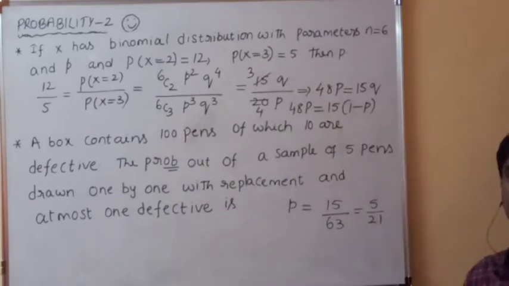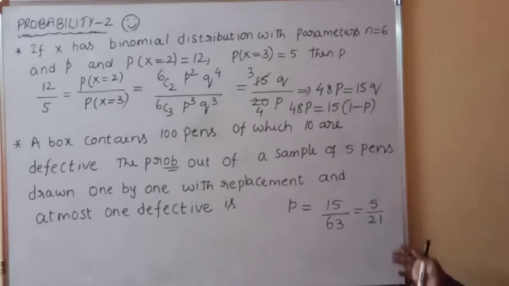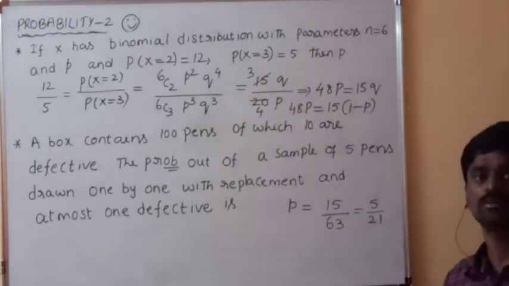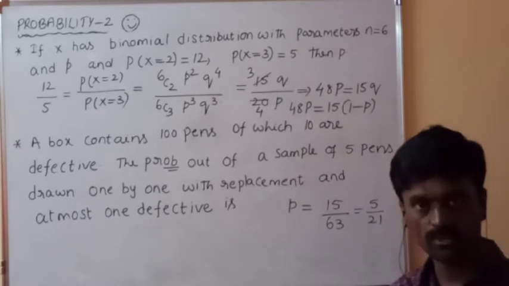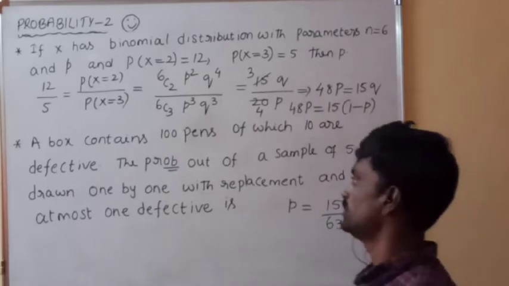So p value is 5 upon 21. If they ask, q value will be 1 minus p, so 1 minus 5/21 is 16/21. So p value is 5/21, q value is 16/21. But here they are asking only the p value. So p value is 5 by 21. Okay, so look at the next problem.